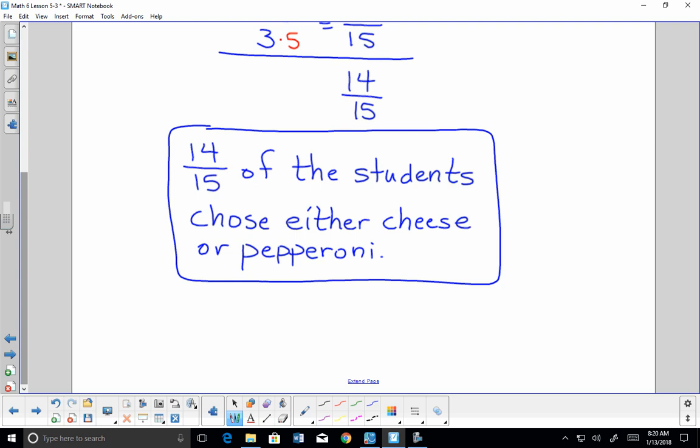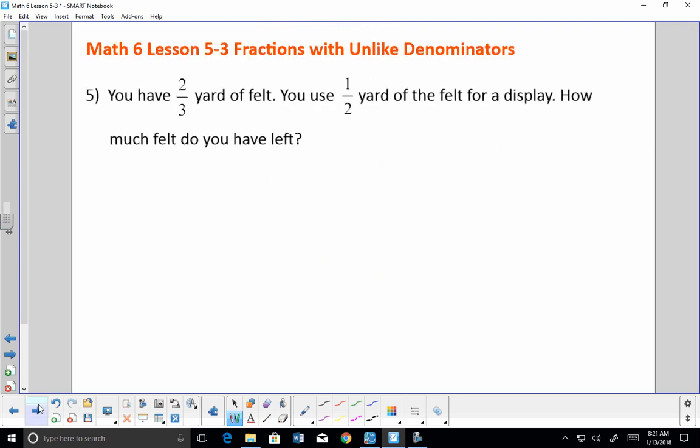You have 2/3 of a yard of felt. You use a half a yard of the felt for a display. How much felt do you have left? I have a certain amount. I use some, which means I take some of it away. And I have some left, which means this is a subtraction problem. We are taking 2/3 and we are subtracting from that 1/2.